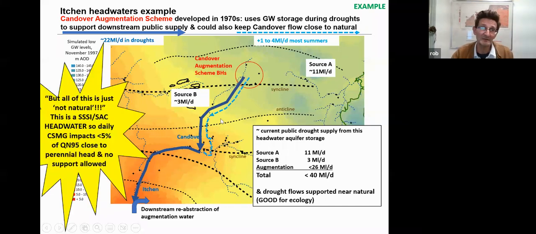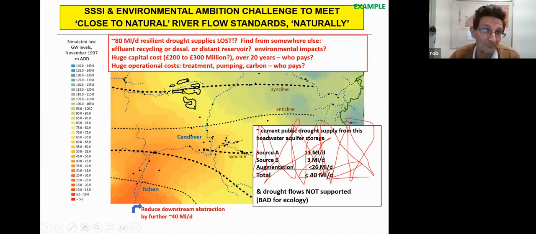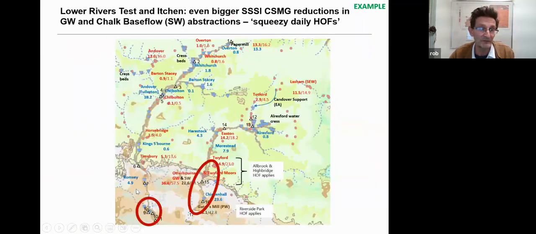But there is a mantra now that we put this naturalness on a pedestal, and we have to keep flows close to natural, and we have to do that only by switching abstractions off. We can't support anything. That's the way these common standard monitoring guidelines work. So as a result of that, we scrub all of that lot, and we have to find that water from somewhere else. And looking further downstream, which I'll do in the next slide, there's even more abstraction reduction.